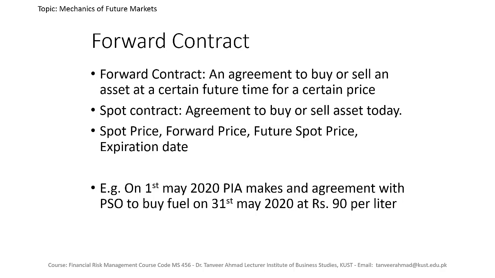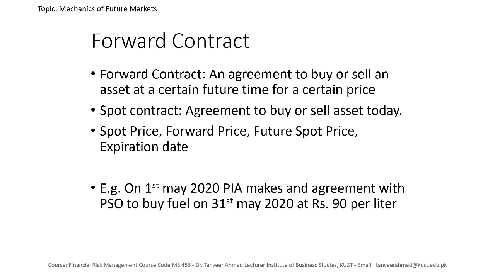Next, forward price. Forward price is the price that is mentioned on the forward contract, or the price on which both parties have agreed. So in this example, 90 rupees per liter is the forward price. Both parties have agreed to buy or sell the underlying asset at this specific price. So this is the forward price, the price both parties have agreed on.